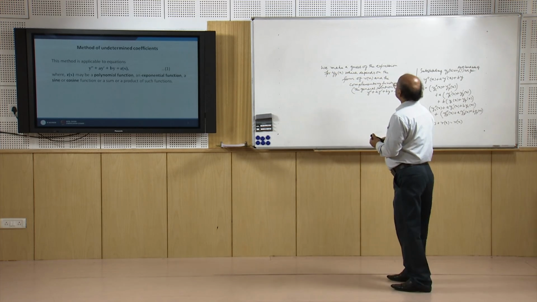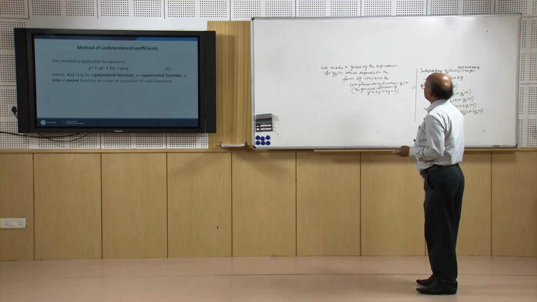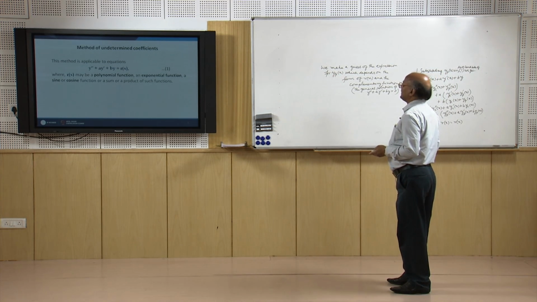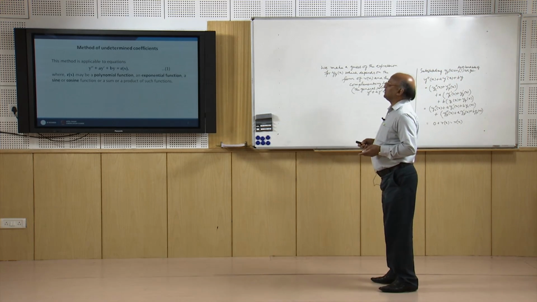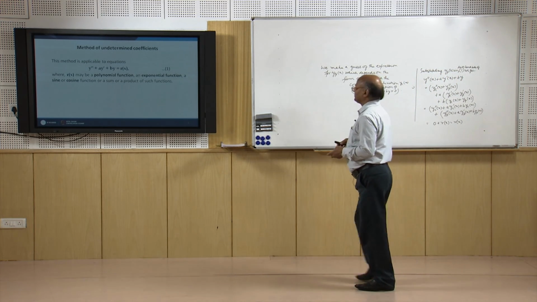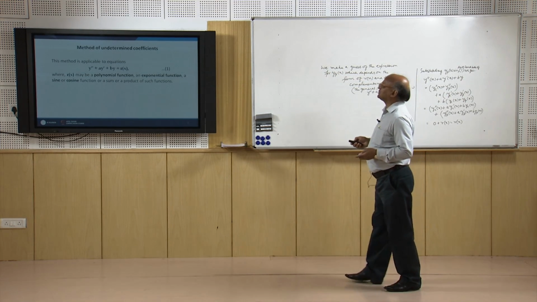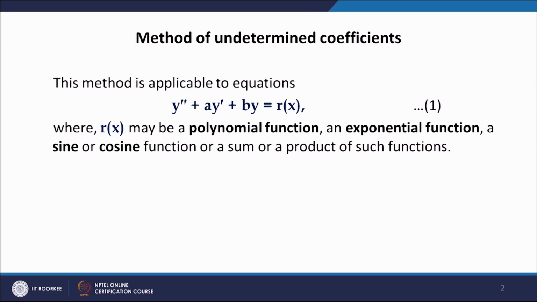Now this expression for y_p(x) will contain constants which will be determined by substituting y_p(x) in equation 1. So that is why we call this method the method of undetermined coefficients. Now here we have certain restrictions. This method can be applied to the second order linear differential equation which are non-homogeneous when r(x) is of the following type.